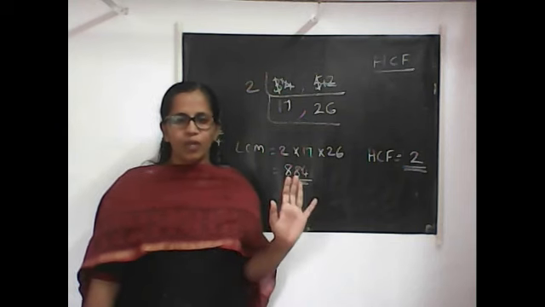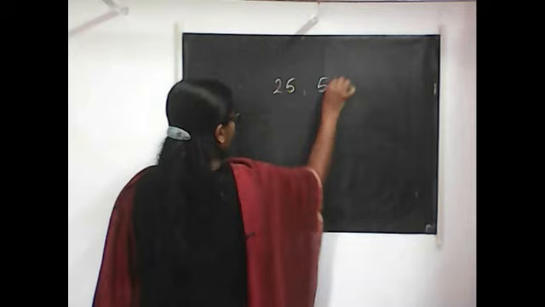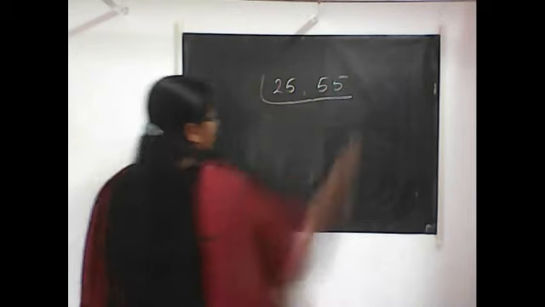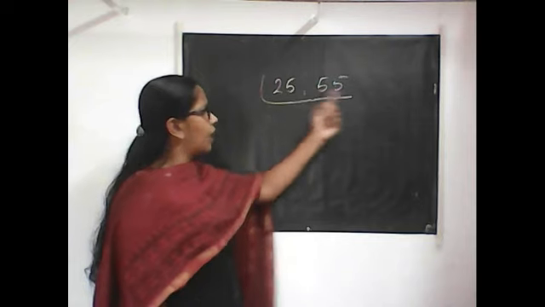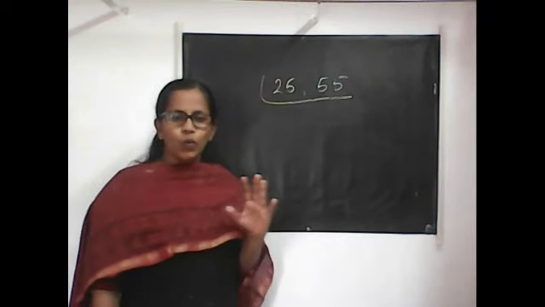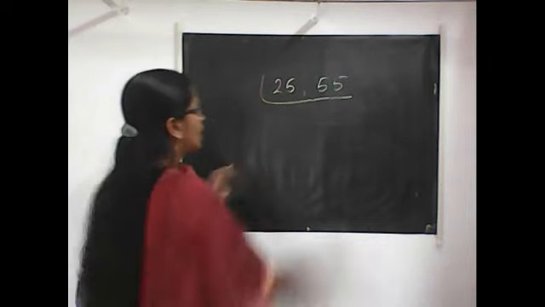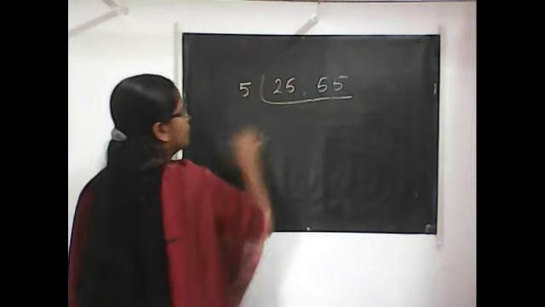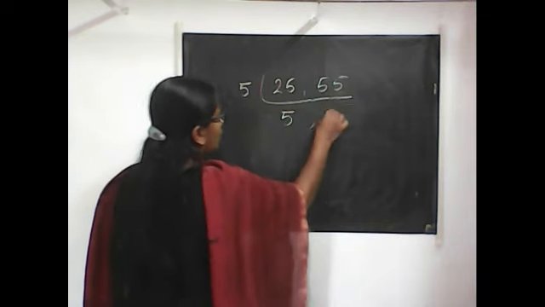So, let me try one more question. Yes. 25 and 55. Let us see. Look at the numbers. Both are ending with 5. So, you are sure that it can be divided by 5. Okay. So, start with 5. 5 in 25, 5 times. Then in 55, 11 times.